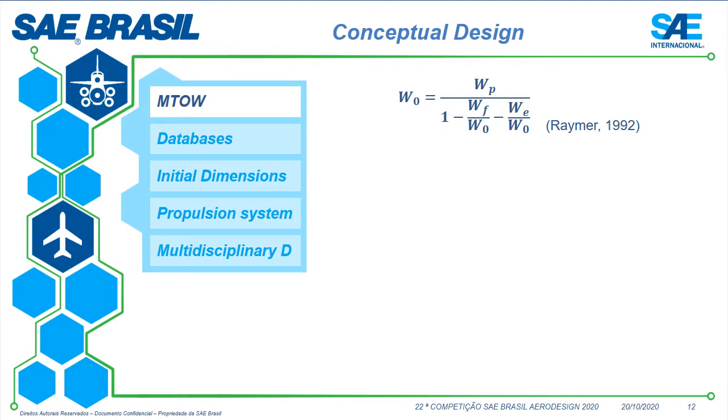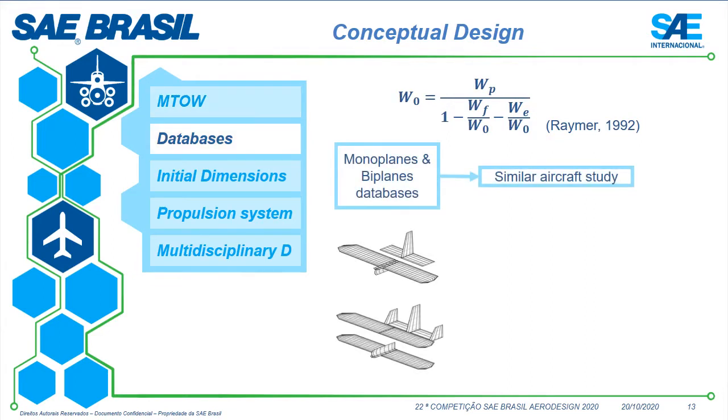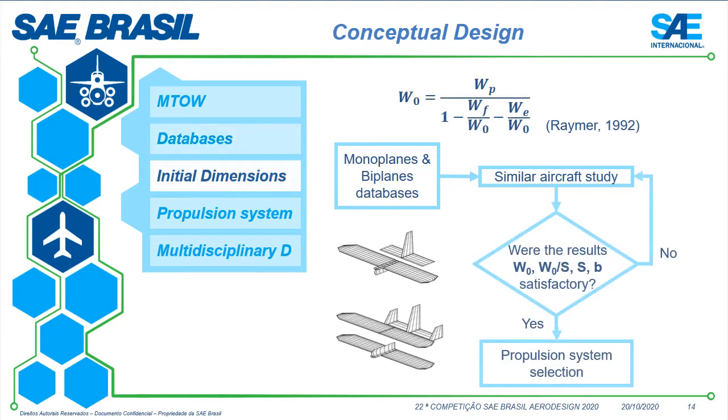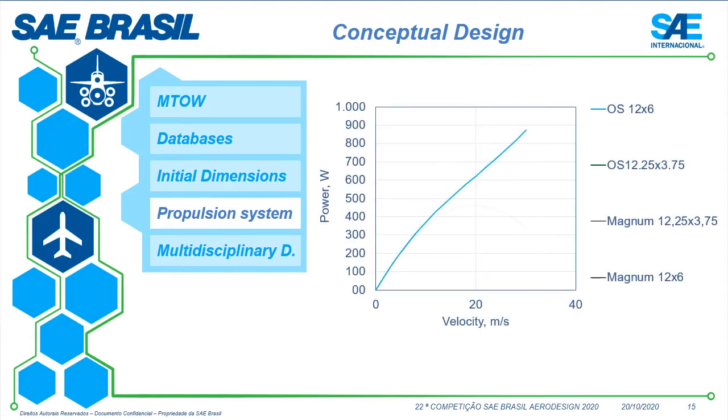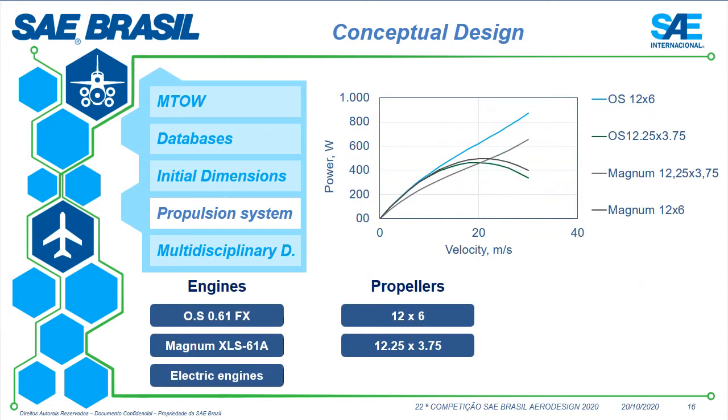The maximum takeoff weight was estimated. Databases for monoplanes and biplanes were used as these are the most common designs for the geometric restriction. Initial dimensions were computed and the obtained values were compared to the databases and found to be appropriate for the requirements. To select the propulsion system, results from a 2019 Turkey power test were used.